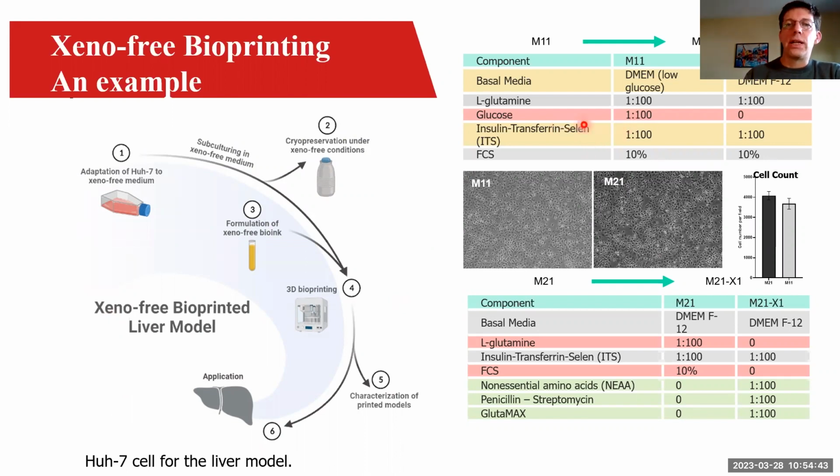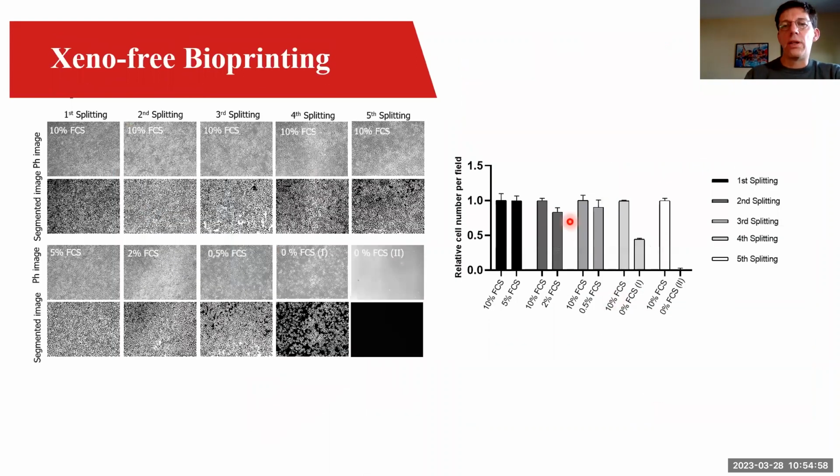We started transferring the cells from the common cell culture medium to a medium that consists of DMEM and F12, which still contains FCS. Then we reduced FCS, and unfortunately, after several splittings, we found that the cells die. So this is already an important message: if you culture cells under FCS-free conditions for 3 or 4 passages, usually they are still viable and behave nicely.